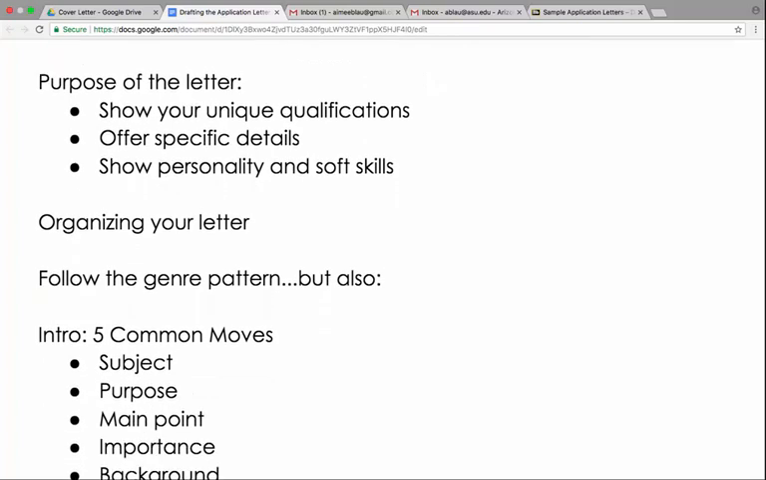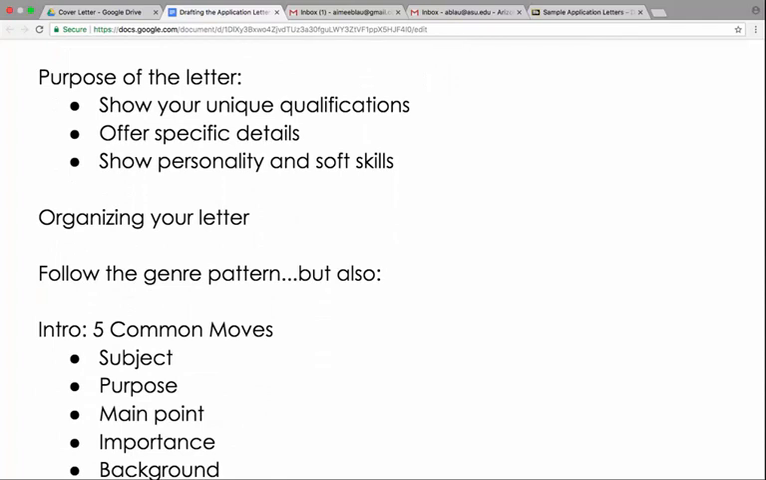In the chapter, it does talk about the purpose of application letters in general, and there are three purposes. It's to show off your unique qualifications, offer specific details about your skills, and show your personality and soft skills. The last two are really important because your resume is not going to do these two things. Your resume is going to be your general skills, and you're going to be confined to a very rigid format, so you're not going to get a lot of personality. And in my opinion, soft skills should never be anywhere on your resume. So this is really the place where you get to show that in your letter.